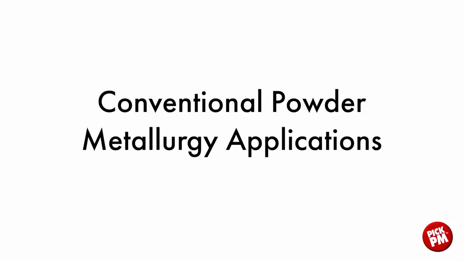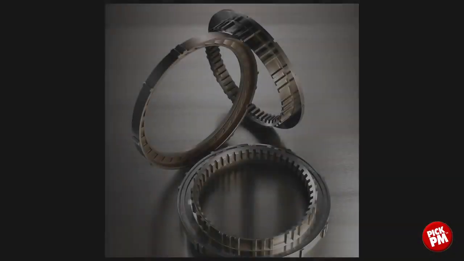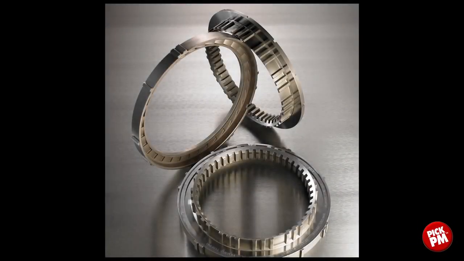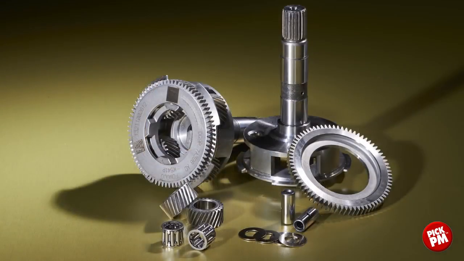Let's take a look at some PM applications. Here we have a notch and pocket plate that are used in one-way clutches in automotive transmissions. They're made from sinter-hardened steel and iron carbon steel. Here we have an automotive planetary carrier system, and you see a number of PM components here. They're pressed and sintered and then sinter brazed to form the carriers, and the gears are powder metal forged material.